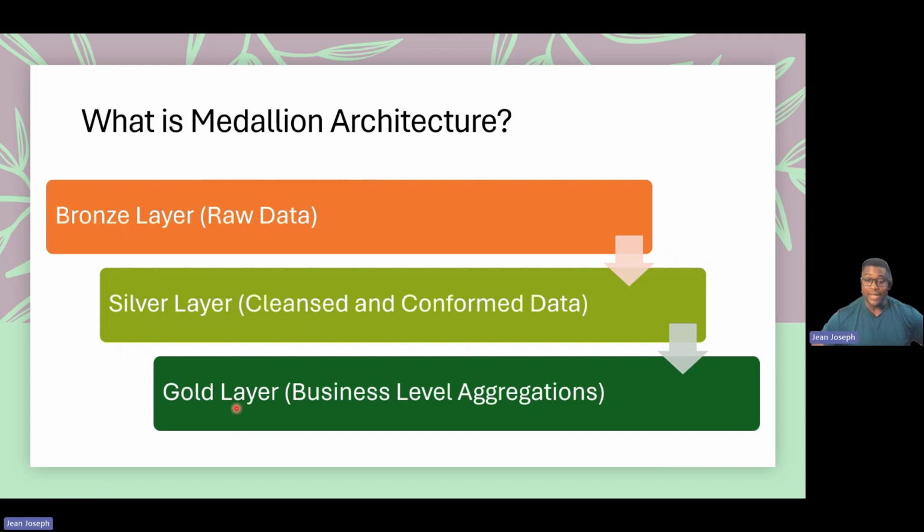However, gold needs to be fed by the silver layer. But remember, gold requires that data to be aggregated. So therefore, we need to read the silver layer data, apply business aggregation, right? And save that data on the gold layer.